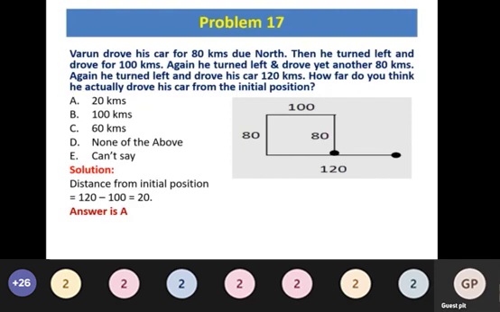As far as the diagram is concerned, let us see the solution for this problem. The distance from the initial position is equal to 120 minus 100, which is equal to 20. The answer is A.